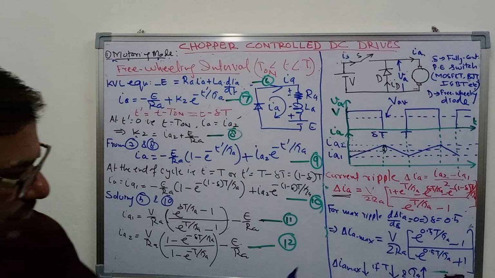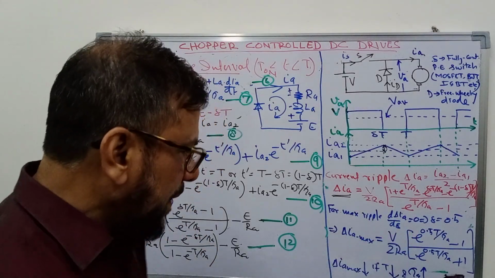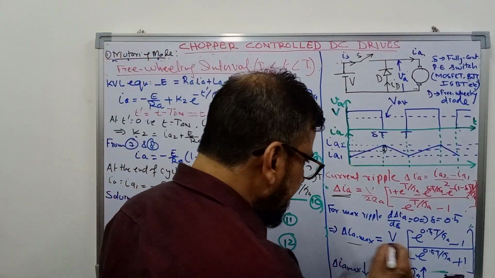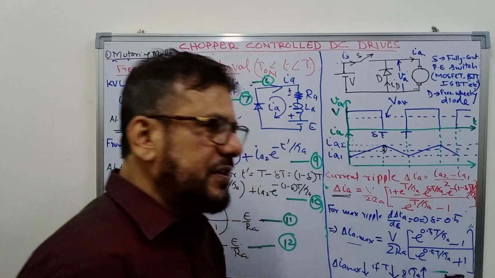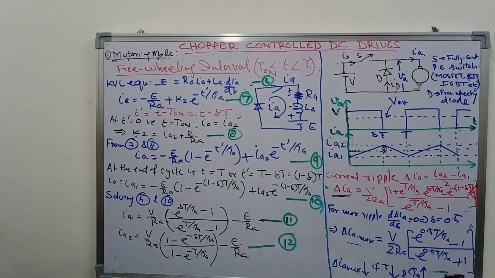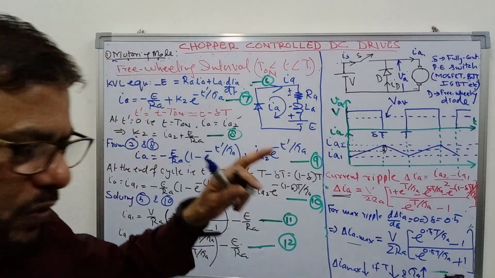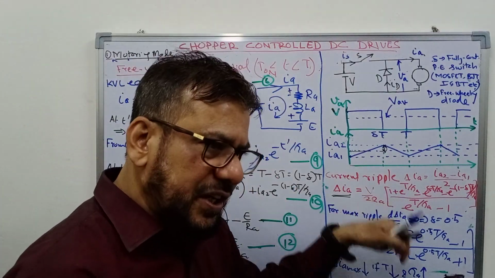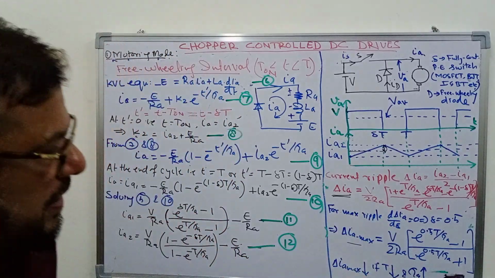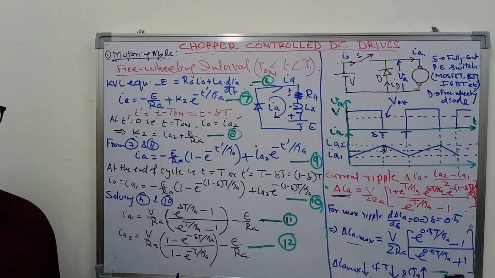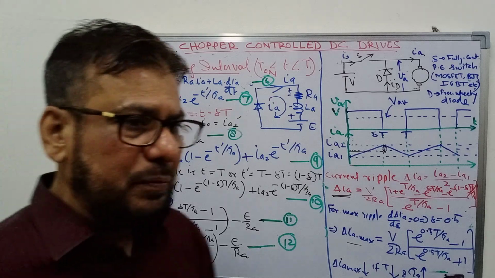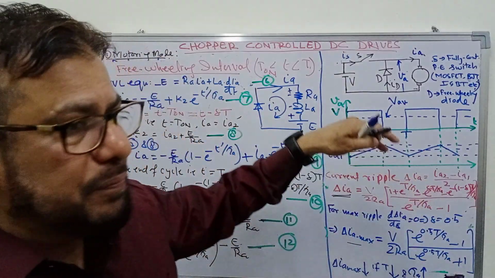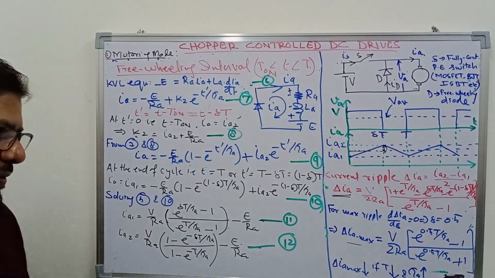Now it is obvious from this equation that the ripples will increase when the time period t increases. So this means that if you want to reduce the ripples, then you have to decrease the time period of operation. That is, you have to increase the frequency of operation. So higher the frequency of operation, lesser will be the ripples in the armature current.